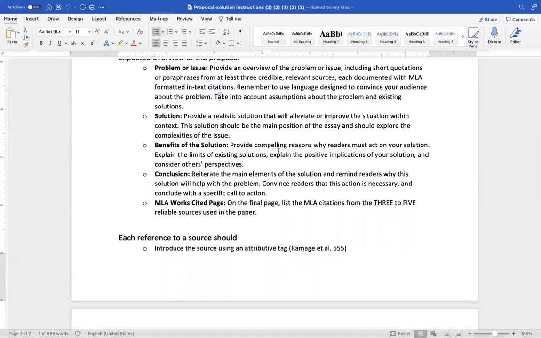Benefits of the solution. Well, that's where you're going to provide compelling reasons why the readers must act on your solution. Maybe your solution will totally obliterate the number of homeless people living under bridges and panhandling and doing things that irritate people. And so, of course, the city might be interested in knowing that, but you need to explain to them if they put money into something, what are they going to see in return? It's the same thing as if it was being offered to you. So explain the positive implications of your solution and consider others' perspectives. Okay, what might other people say about this genius plan of yours?